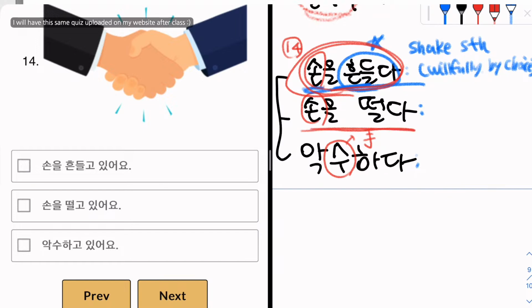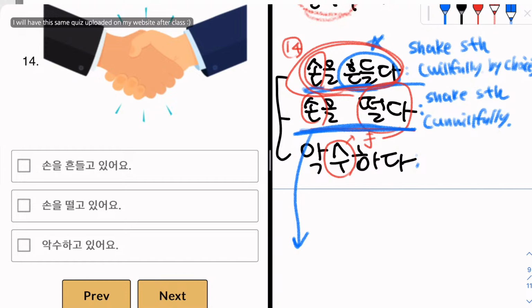And 손을 떨다, we learned 떨다 also means to shake something, but unwillfully, not by choice. So 손을 떨다 can happen when you have too much coffee and you're shaking your hand, but it's not you who's shaking your hand by choice, but it's the caffeine. It happens not because you want to, but because of too much caffeine intake. You can also 손을 떨다 when you're too nervous. It's your hormone doing it, not you doing it willfully, right? So that's the difference between 흔들다 and 떨다.